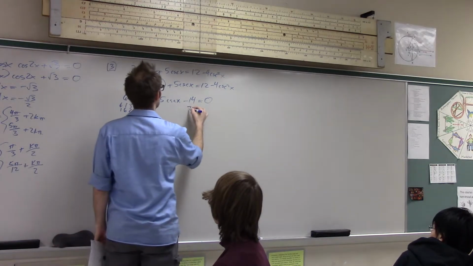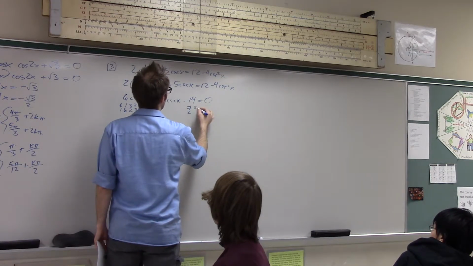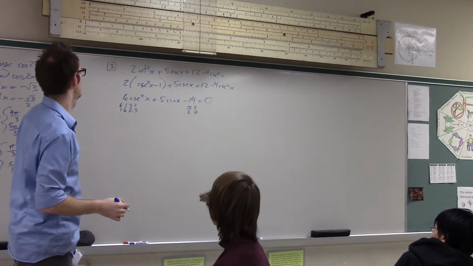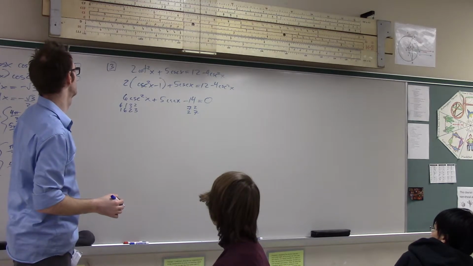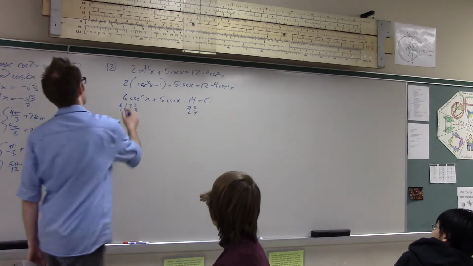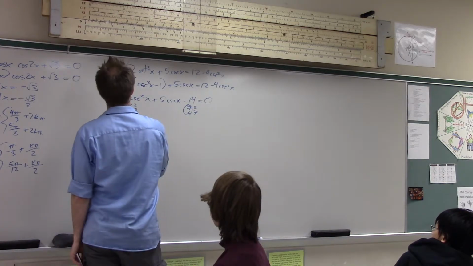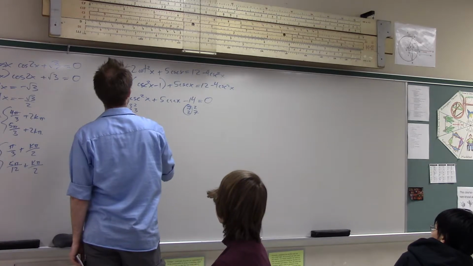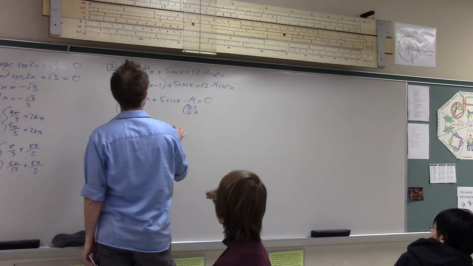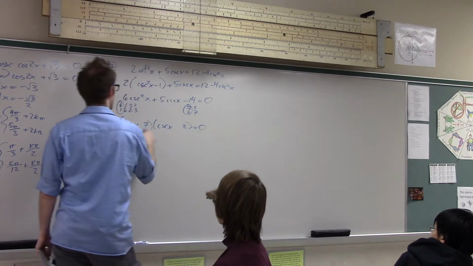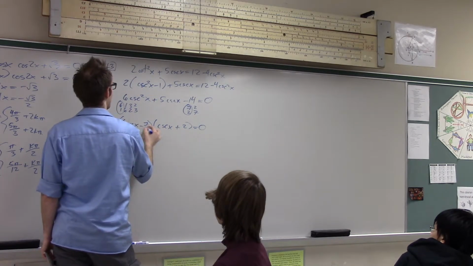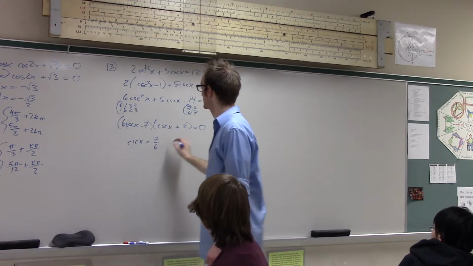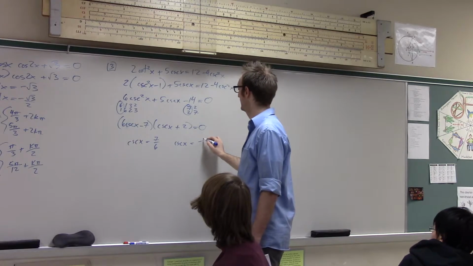It has to factor, better factor, otherwise I'm in big trouble. But this is the fake world of math class, so probably will. Looking for a difference of 5, 12 and 7, yep, bam. So I get 6 cosecant x plus 7 and cosecant x minus 2, which is plus 12 minus 7, everything's looking good. So what I end up with is cosecant x equals 7/6, and cosecant x equals -2.